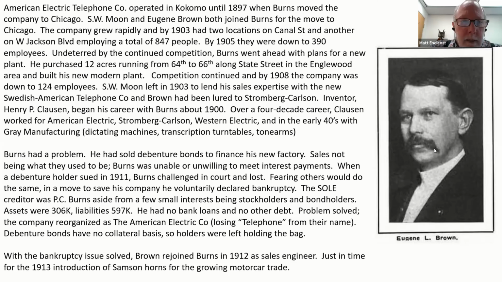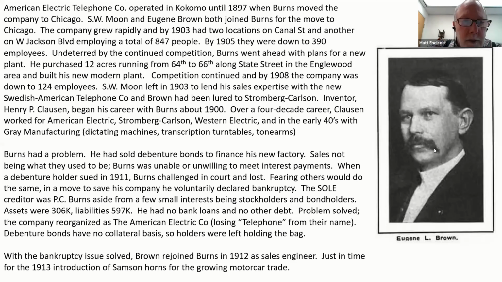S.W. Moon, who was also from Kokomo, by the way, left in 1903 to begin his work with Swedish American. And Brown had already been lured to Stromberg Carlson. Inventor Henry Clausen began his career with Burns about 1900. Clausen worked for American Electric, Stromberg Carlson, Western Electric, and in the early 40s with Gray Manufacturing, the company that makes the tone arms and transcription turntables.